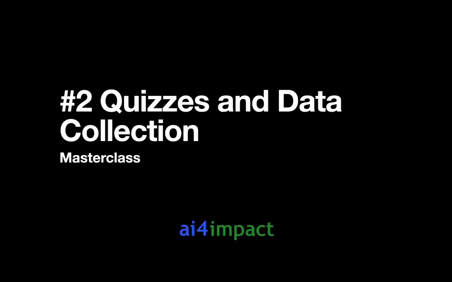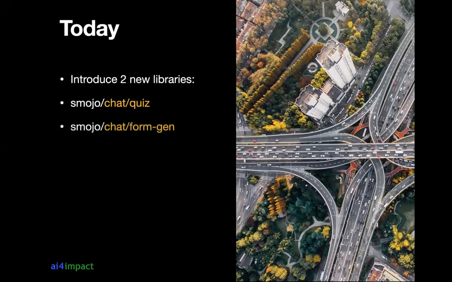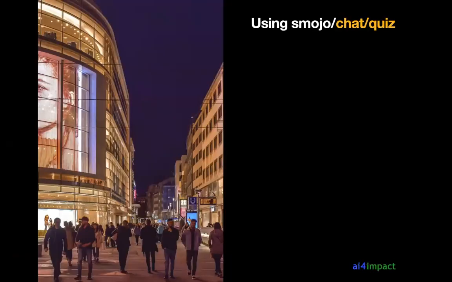Okay, all right. So today we'll be talking about two different things, quizzes and data collection. These are two new things that we have put in place. They are found in the libraries Smojo/chat/quiz and Smojo/chat/formgen. The quiz is to do with the quizzes, and formgen is going to do with generating these long forms. So I'll start with the simpler one first.